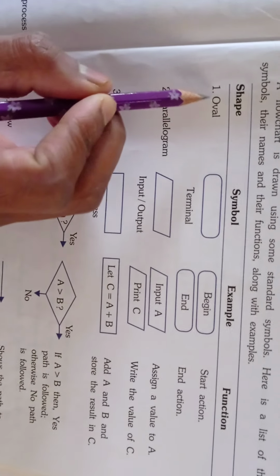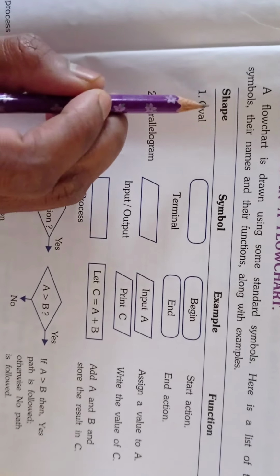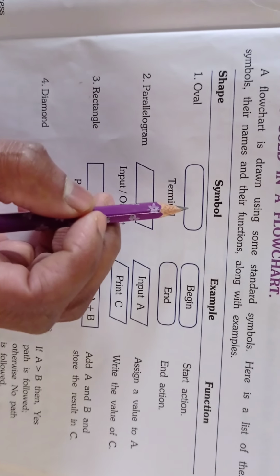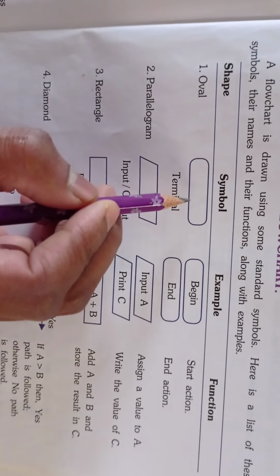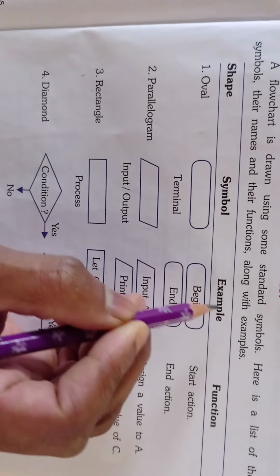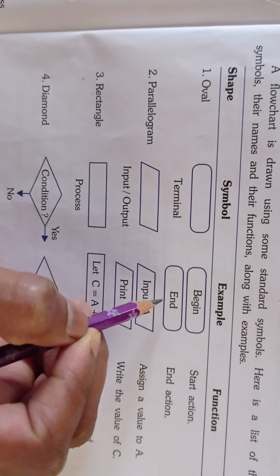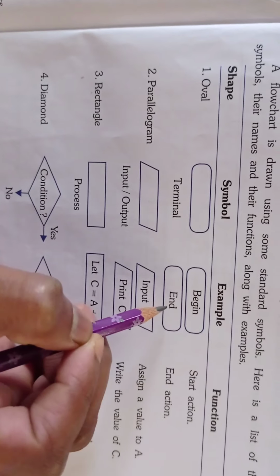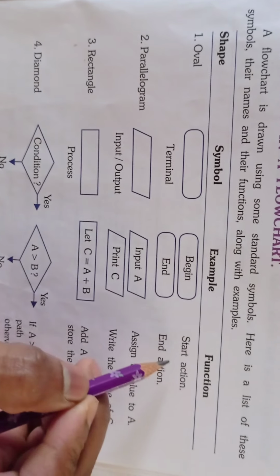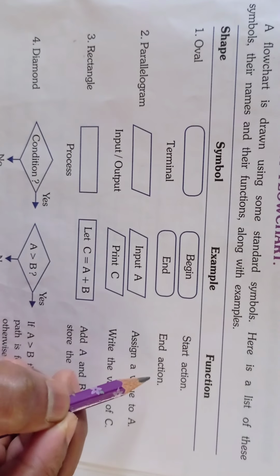Now listen students, this is the name of the shape, the shape is called oval. But the name of this symbol is terminal. So whenever we use this in our flowchart, we will always use the name terminal. The terminal is used for begin and end. When you want to begin your flowchart or end your flowchart, we will use this terminal. The function of this terminal is to start an action and end an action.